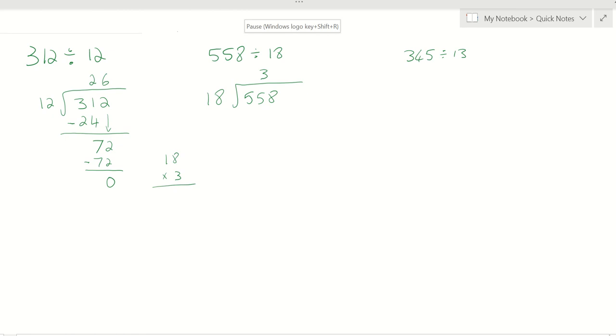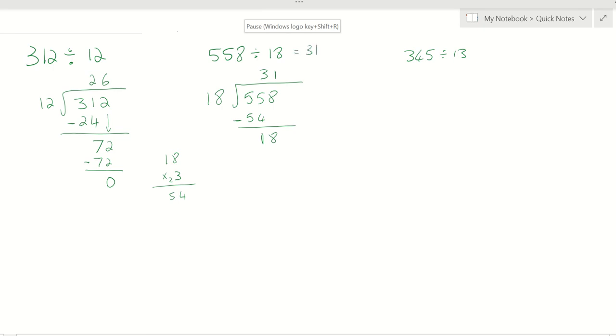Okay, so 3 times 8, we know, is 24. And 3 times 1 is 3. And we've got to bring over the 2, so 54. So we bring the 54 here, and now we're going to subtract to see what the leftovers was. So we have 55 minus the 54 is 1. Bring down this 8 to have 18. How many times does 18 go into 18? 1. So the answer to 558 divided by 18 is actually 31.